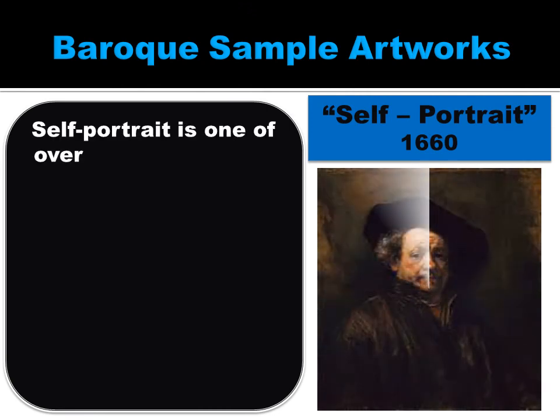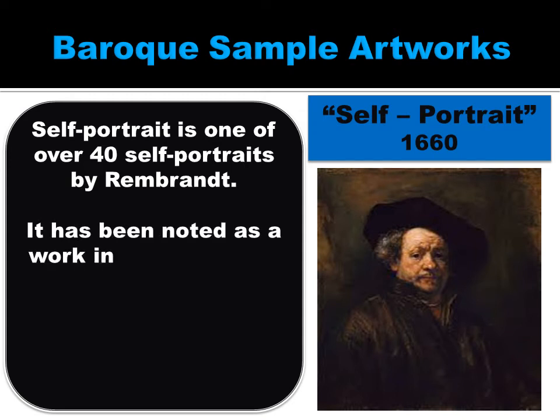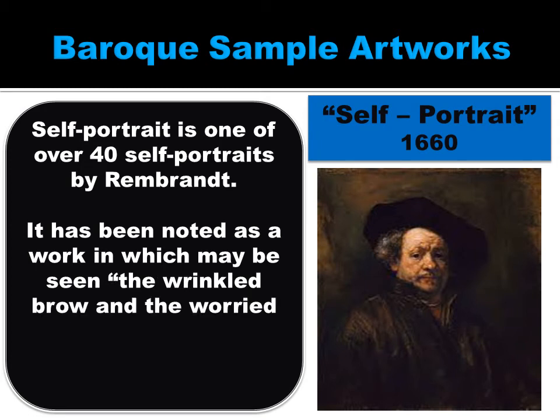Next is Self-portrait. Self-portrait is one of over 40 self-portraits of Rembrandt. It has been noted as a work in which may be seen the wrinkled brow and the worried expression, the troubled condition of his mind.